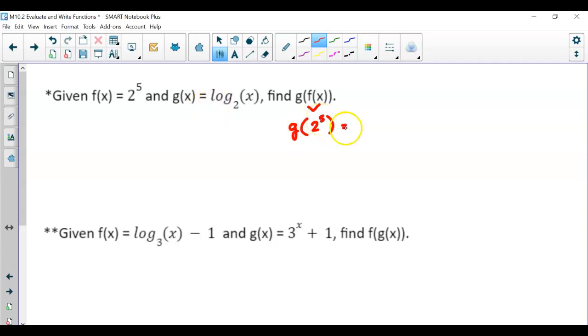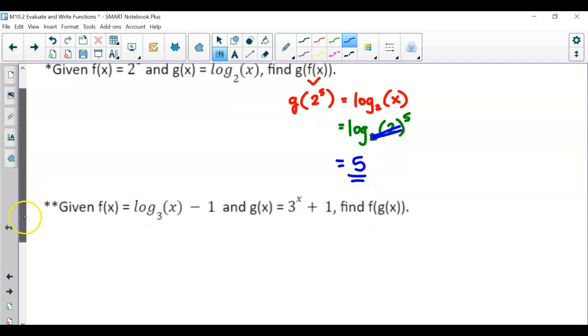Well, g of x is log base 2 of x. Then same as before, substitute. So log base 2 of 2 to the 5th. Now you should have noticed we have a property here. Bases are the same. So when the bases are the same, they cancel out, and you are left with the value of 5. So here, g of f of x is actually equal to the value of 5.